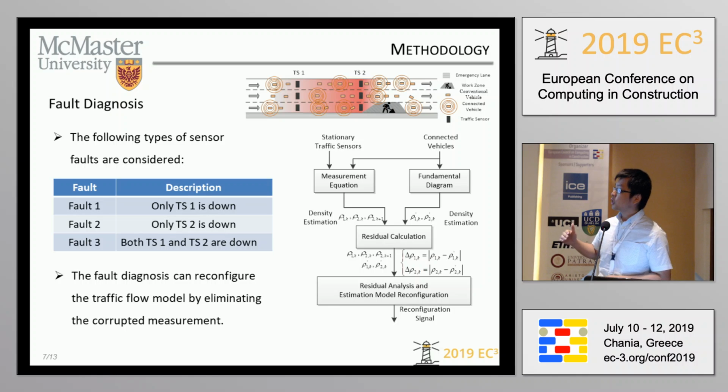The process of the fault diagnosis is shown on the right-hand flowchart diagram. So the essential idea is we provide 2 sets of density estimations from the measurements. And then we can calculate the residual between these 2 sets of state estimation or density estimation. By comparing the residual with a pre-selected threshold and also historical residual, we can detect the sensor fault. And also the fault diagnosis can reconfigure the traffic flow model by eliminating the corrupted measurements.